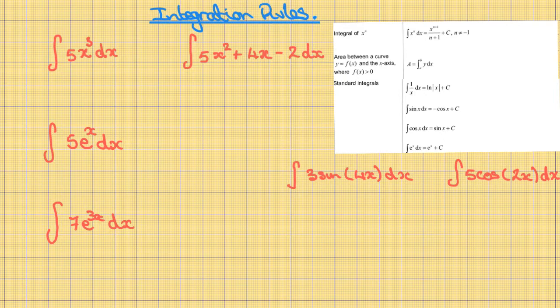So the integral is equal to 5x to the 4 over 4 plus c. Don't forget to add plus c.